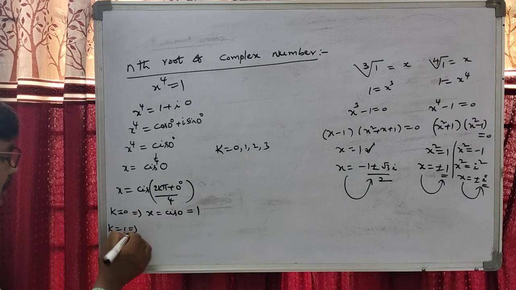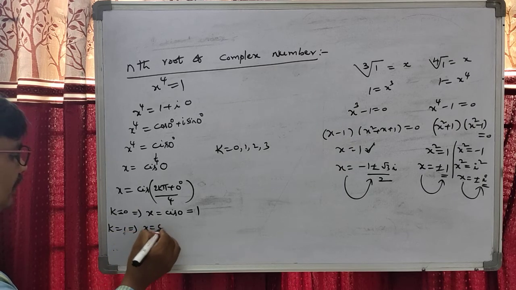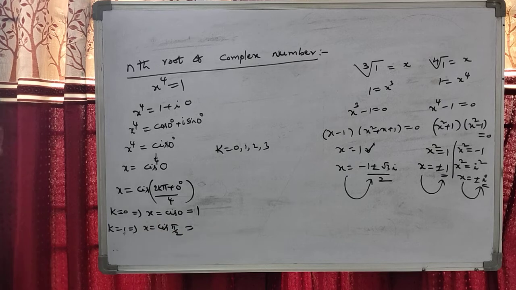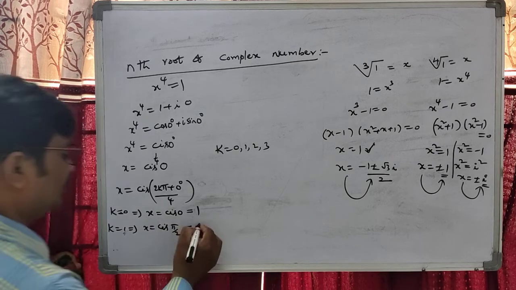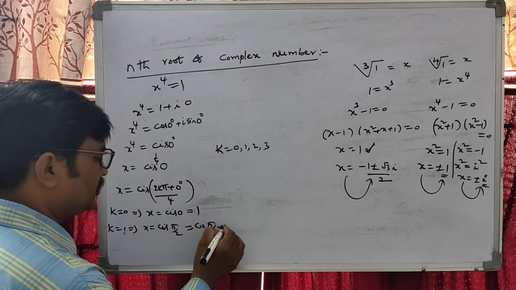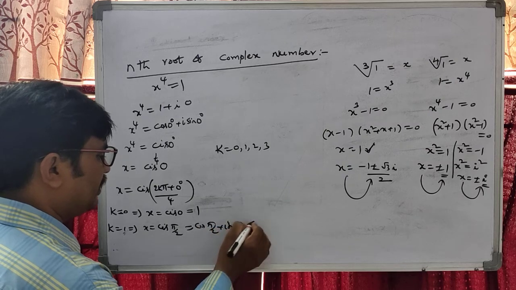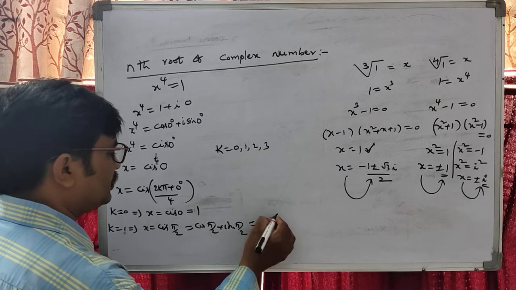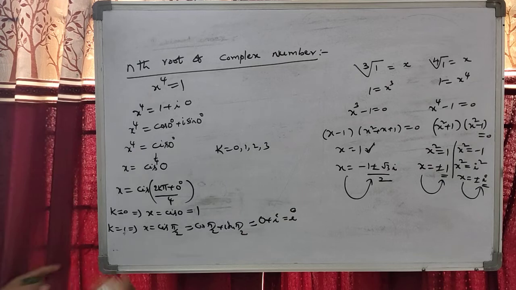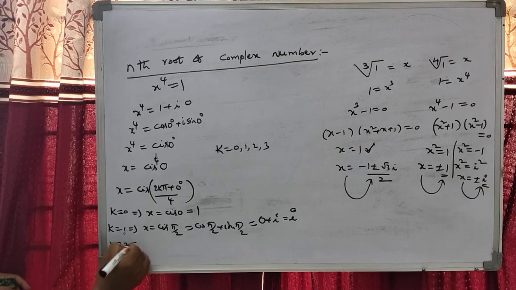When we take k equal to 1, x equals cis of pi by 2, that is cos 90 plus i sin 90. Cos 90 is 0, so this is i. Therefore i. After that, k equal to 2.